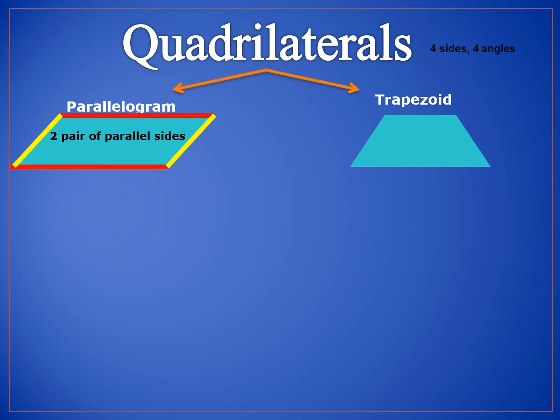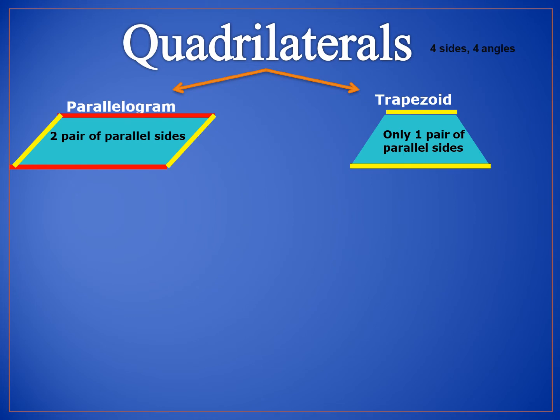So in the parallelogram, there are two pairs of parallel sides. Again, there are two pairs of parallel sides in the parallelogram. But what about the trapezoid? For the trapezoid, guys, there is only one pair of parallel sides, which is the yellow pair of parallel sides here.